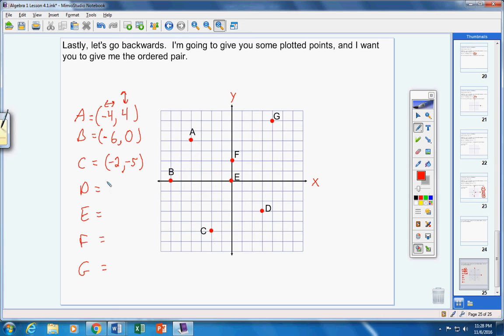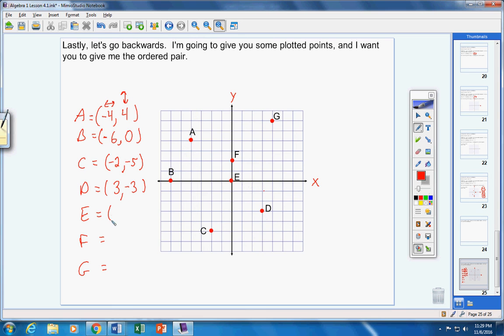Let's take a look at letter D. Okay, it's to the right of the origin, so we know it's going to be a positive number, and it's over how far? 1, 2, 3. Now D is below the origin on the up-down number, so it's negative, and how far down is it? 1, 2, 3. So 3, negative 3. So over 3 positive, then down 3 negative.